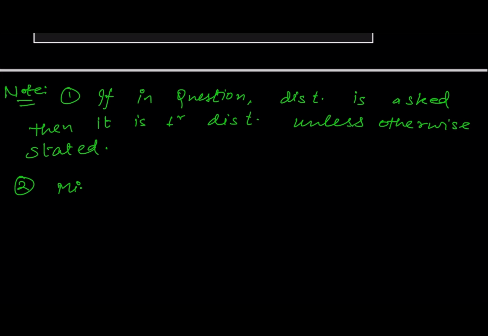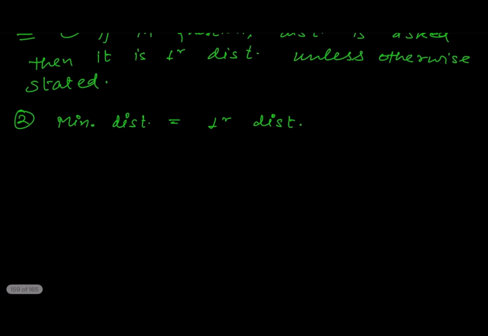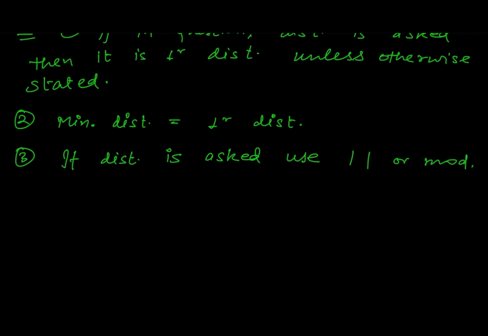Now point number 2, minimum distance is perpendicular distance. Okay, if someone is asking for minimum distance of a point from a line, then consider it as perpendicular distance. Point number 3, if distance is asked, use mod, right? You have to use mod because distance is a positive quantity.